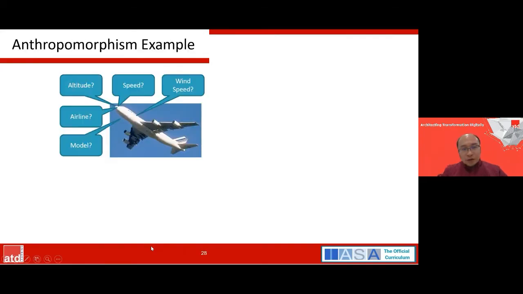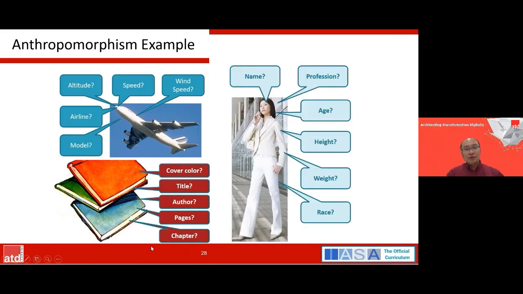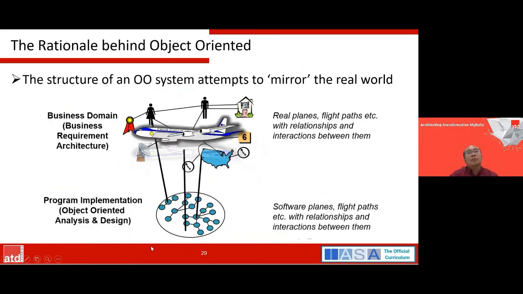Of course, take this example of the aircraft. Anthropomorphism: I can query it, I can assign the value. Same thing with the book. I can ask what your ISBN number is. It's called anthropomorphism. Same thing with the human, I can assign that. The way object-oriented works is that all the objects work together, and they have their defined boundary.